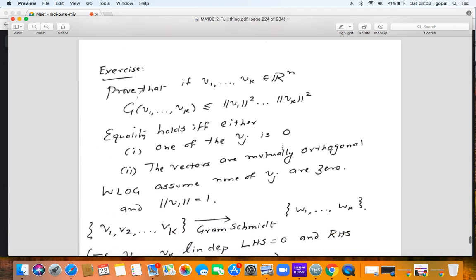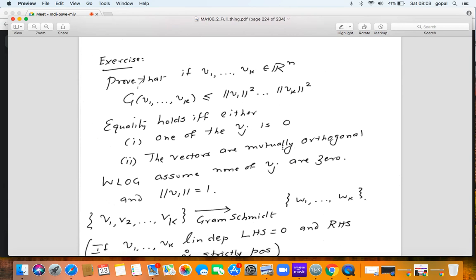And then the next is again a little exercise. If you take vectors V1, V2, ..., Vk in Rn, the Gramian is always going to be less than or equal to norm V1 squared times ... times norm Vk squared. Equality holds if and only if one of the vectors is 0 or the vectors are mutually orthogonal. Without loss of generality, let us assume that the first vector is a unit vector V1. And it is clear that if one of the vectors is 0, both sides are going to be 0. Uninteresting case.